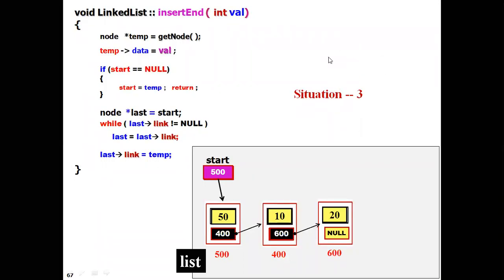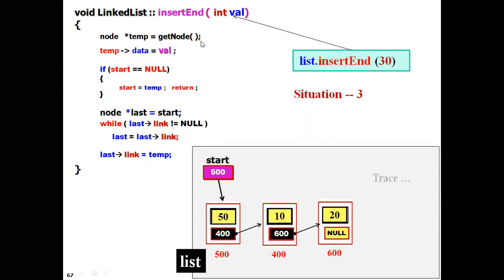Now we'll go to situation 3. Situation 3 is, suppose there are already some nodes available, for example three nodes. The first node is 50, the second node has value 10, and the third node has value 20, created at addresses 500, 400, and 600 respectively. Start is pointing to the first node, and you want to call the function with a new node, with the value 30. Now the new node has to be created with value 30.